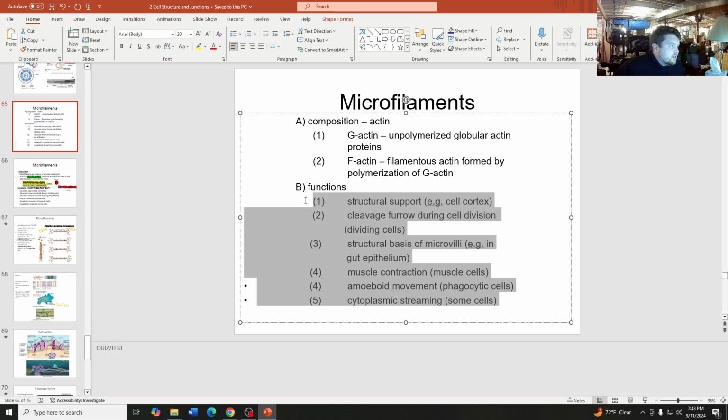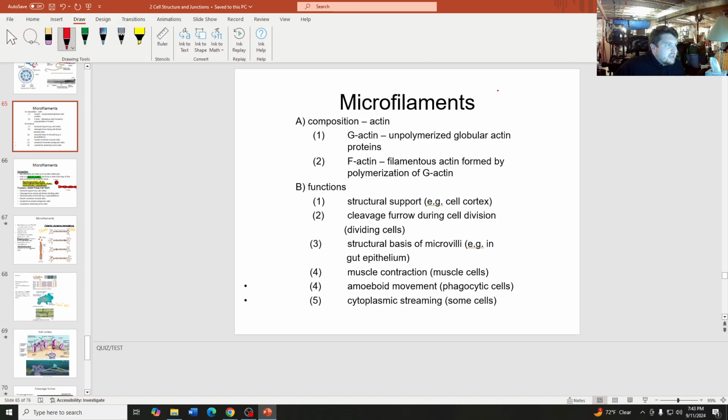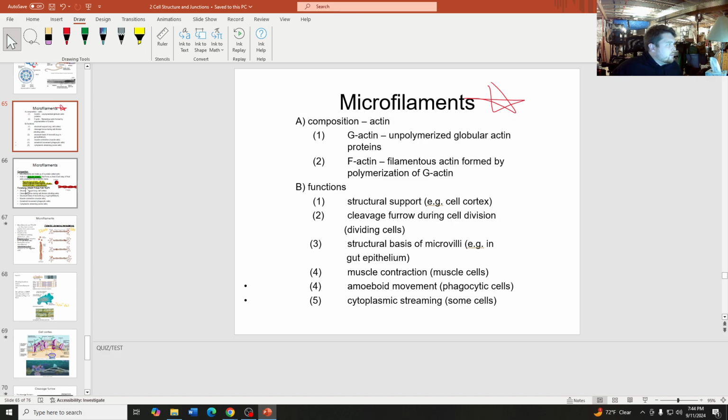Mostly this right here, the functions component, and the composition of the function, this is really what gets tested. A lot of test questions tend to come from slides like this. Make sure, especially the functions, professors really want you to know what stuff does. So all of this stuff down in here, especially the unique ones, like the amoeboid movement of phagocytic cells, that's going to be really important. That's going to come back.